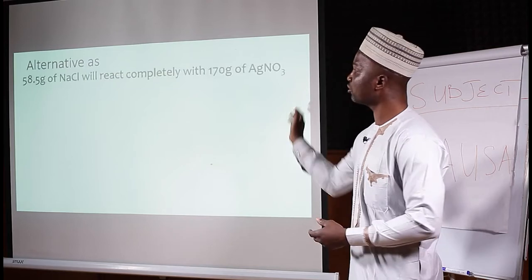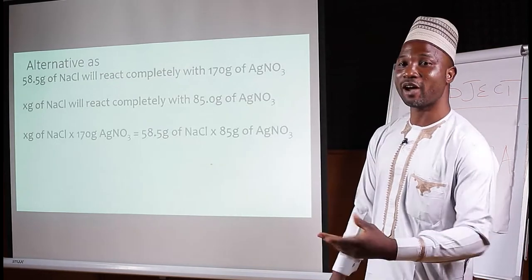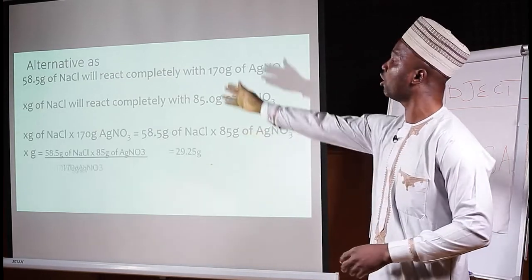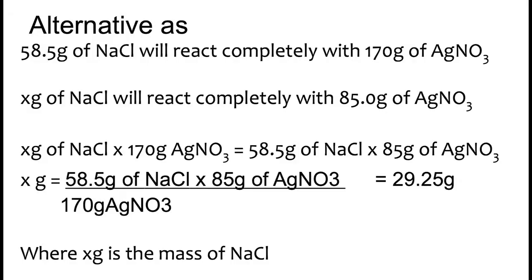But there are alternative means of doing this. Alternatively, if you are not happy with my first solution, you could go directly and say 58.5 grams of sodium chloride, which is the molar mass or the mass of 1 mole of sodium chloride, will react completely with 170 grams of silver trioxonitrate(V), which is the molar mass or the mass of 1 mole of silver trioxonitrate(V).